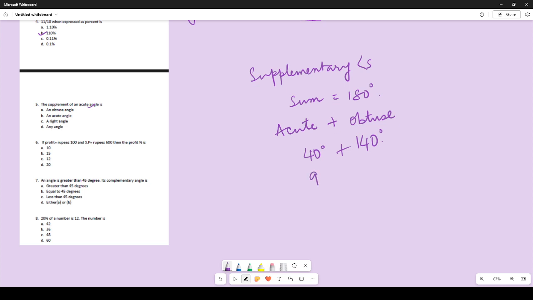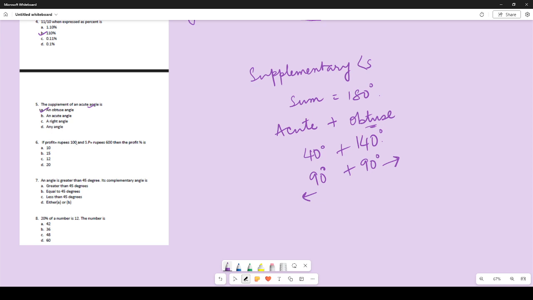Now it is only with 90 degrees that you will add another 90 degrees and make it into a supplementary pair. But with any other acute angle, anything which is less than 90, that will have a supplementary angle which will be more than 90. So more than 90, you know, is an obtuse angle. So that's why this option will be correct.